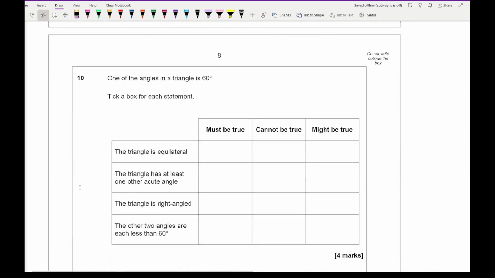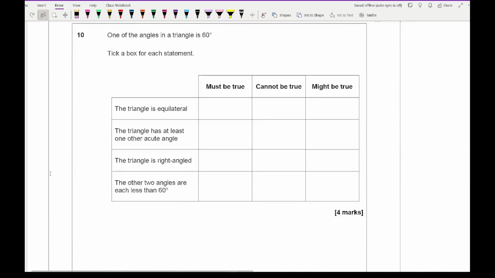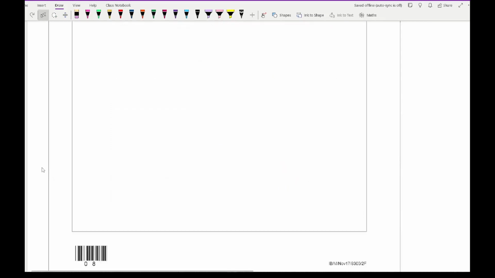Then moving on to question 10, it says one of the angles in a triangle is 90 degrees. And so what we need to do is just tick the correct statement. So is the triangle an equilateral? It could be, because obviously we don't know what the other 2 angles are. The triangle has at least one other acute angle. Well, that's definitely got to be true. The angle is a right angle. That can be true, so it might be true. And the final statement is that the 2 other angles are less than 60 degrees. Well, that can't be true, because otherwise the angles won't all add up to 180.